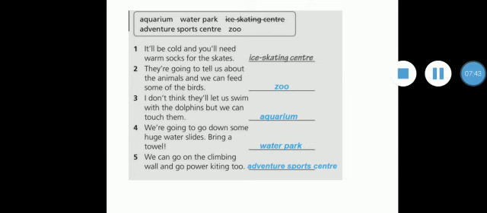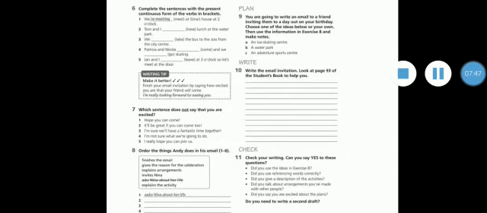Exercise number six, complete the sentences with the present continuous form of the verbs in brackets. We use the present continuous to talk about arrangements or plans. And the form of present continuous is am, are, or is plus verb with an ing. شكل الفعل is, are, or am plus verb with an ing.